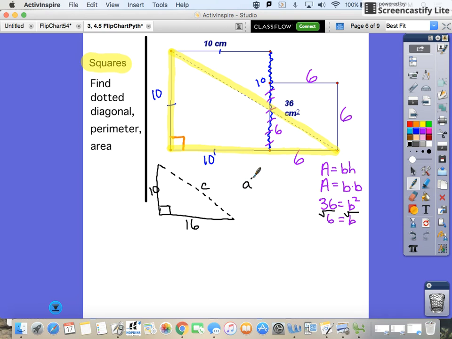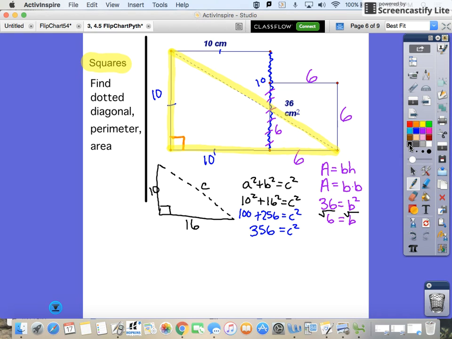So we set up our a squared plus b squared equals c squared. But for us, a is 10 and b is 16. C is who knows. Ten squared is 100. 16 squared, I think, is 296, but I'll double check. 256. Good thing I checked. And that's equal to c squared. So this is 356.